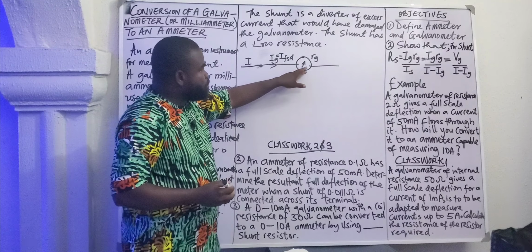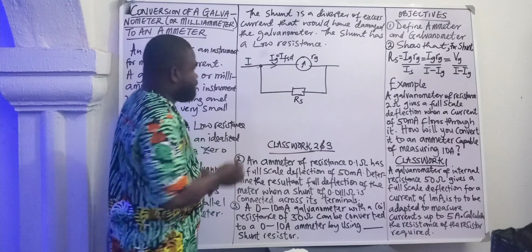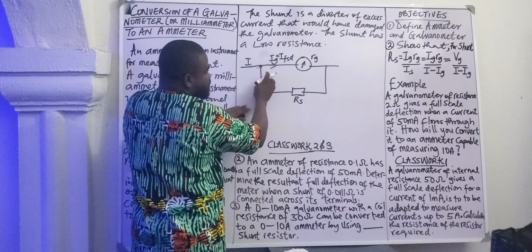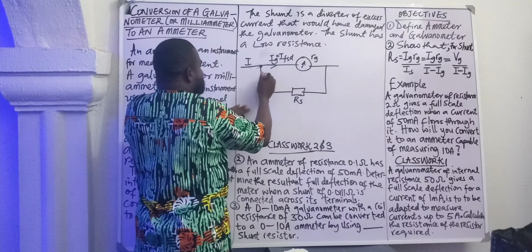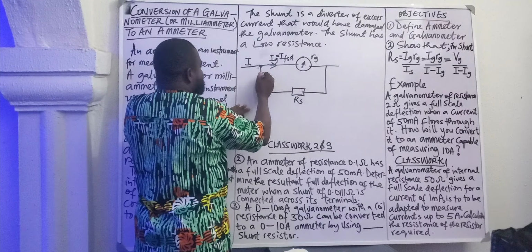That resistor connected in parallel to the galvanometer is what we are calling the shunt. The resistance of this shunt, let's call it Rx. Now, the excess current that would have damaged this galvanometer will be diverted by this shunt. So let's call it Ix, which represents the excess current that should have destroyed the galvanometer.